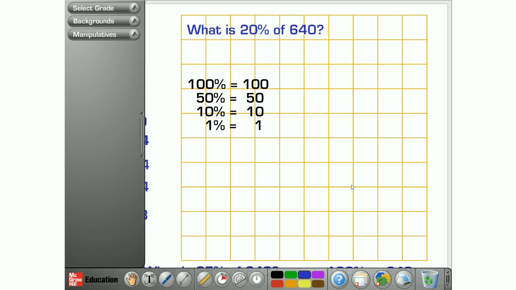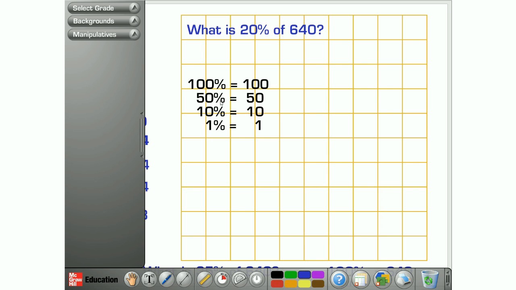In this video we're looking at finding percentages of amounts, and we've got a problem here which is what is 20% of 640. Now before we tackle that we've got to think conceptually about what we know about percentages. Percentages are when we break a whole into 100 pieces. So if we've got all 100 pieces of that, we've got 100%. And to make things easy to start with, we've got 100 as our whole, so 100% equals 100.